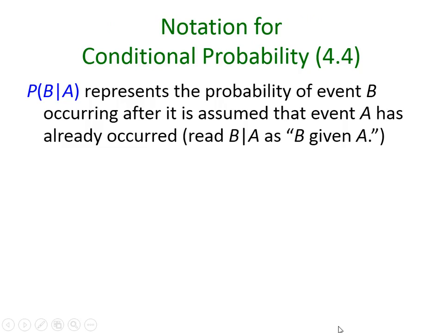The way we show that in notation is the probability of B given A. That straight line up and down is saying that it's given. This represents the probability that event B occurs after it's assumed that event A has already occurred. So when you're seeing that straight line, that's saying that we're finding the probability that B happens given that A has already occurred.